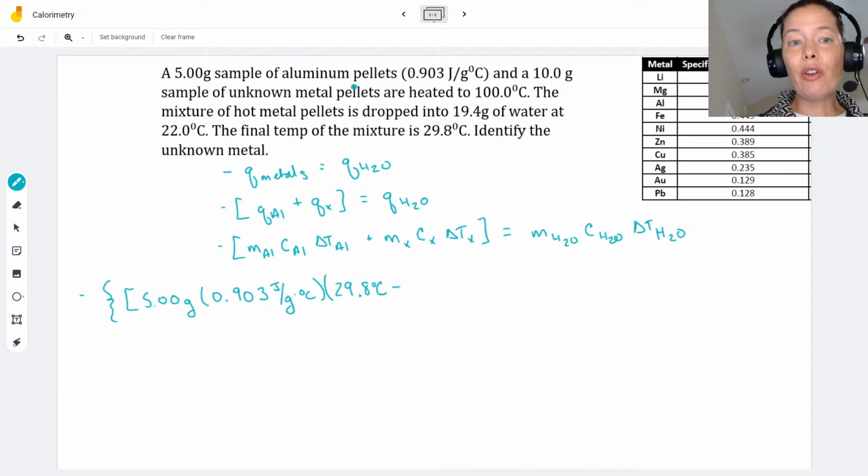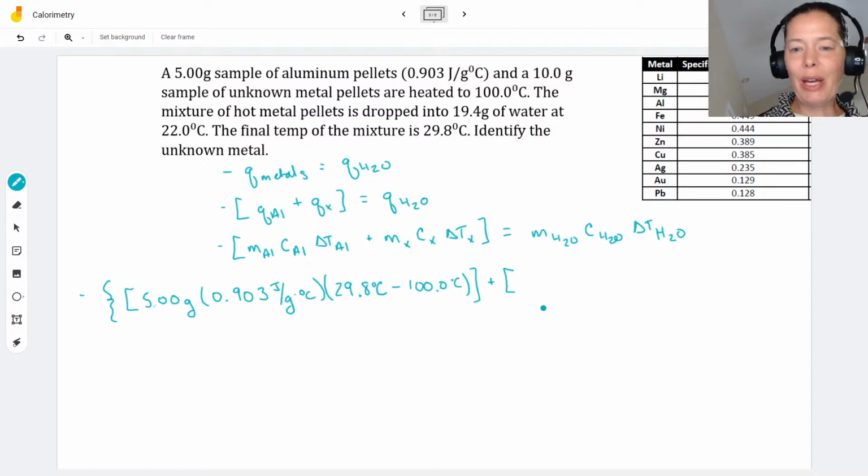Both the aluminum and the unknown metal are heated to 100, so this is 100 degrees Celsius. But this is going to be long. This is probably going to stretch over. Okay, so that's our aluminum.